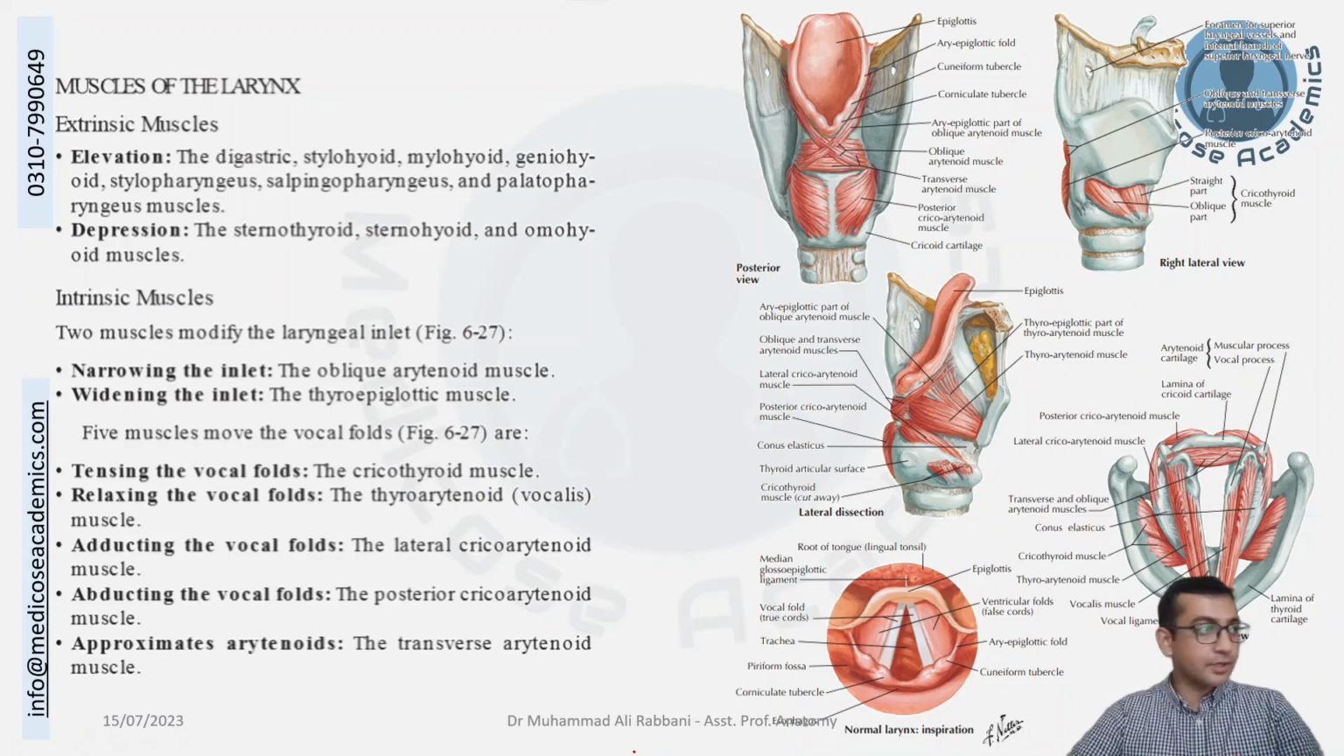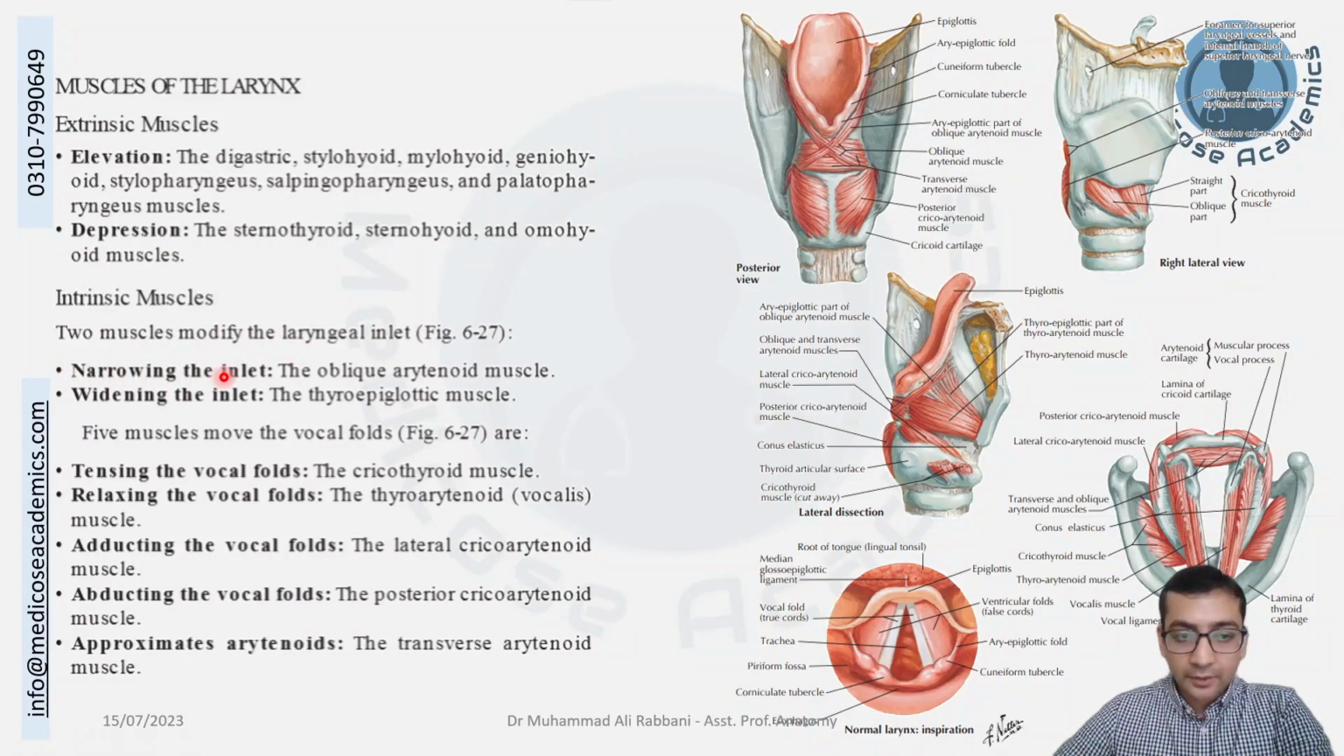So these are the summary slides again from Snell's. These are talking about the elevators of the larynx, the depressors of the larynx. The elevators include all the suprahyoid muscles, and among the infrahyoid muscles, the thyrohyoid. The digastric, stylohyoid, mylohyoid, geniohyoid, and the elevators of the pharynx elevate the larynx indirectly: stylopharyngeus, salpingopharyngeus, palatopharyngeus. You will see them in the pharynx lectures. And the depressors include 3 out of the 4 infrahyoid muscles. These are the sternohyoid, sternothyroid, and the omohyoid muscle.